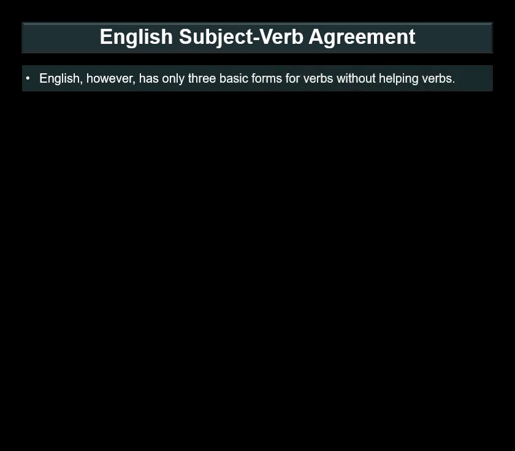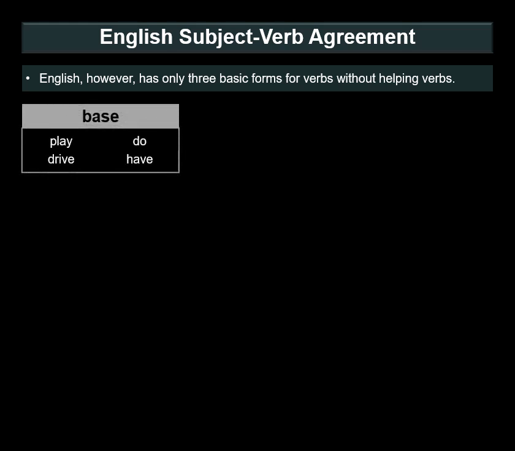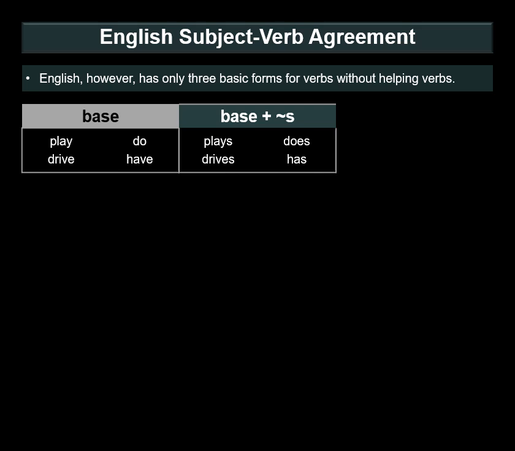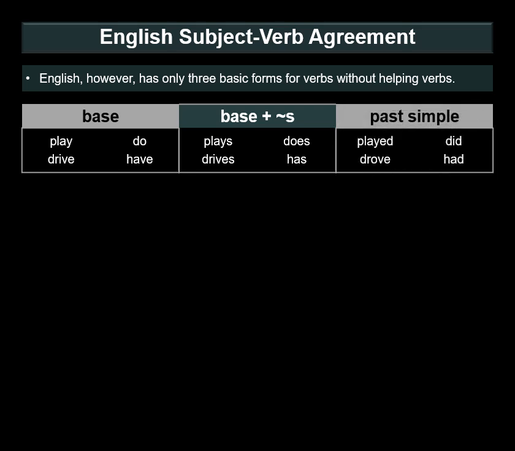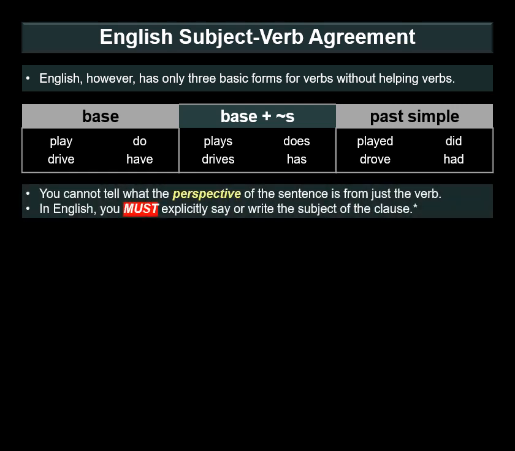English, on the other hand, only has three basic forms for verbs without helping verbs. You can have the base form, which is play, do, drive, or have. You can have the base plus S, which is plays, does, drives, has. Or you can have the past simple, played, did, drove, had. And that's it. Any other main verb would have to have a helping verb with it. You cannot tell the perspective, first, second, third, I, you, he, she, based on just the verb, except for third person singular. In English, you must explicitly say or write the subject of the clause.